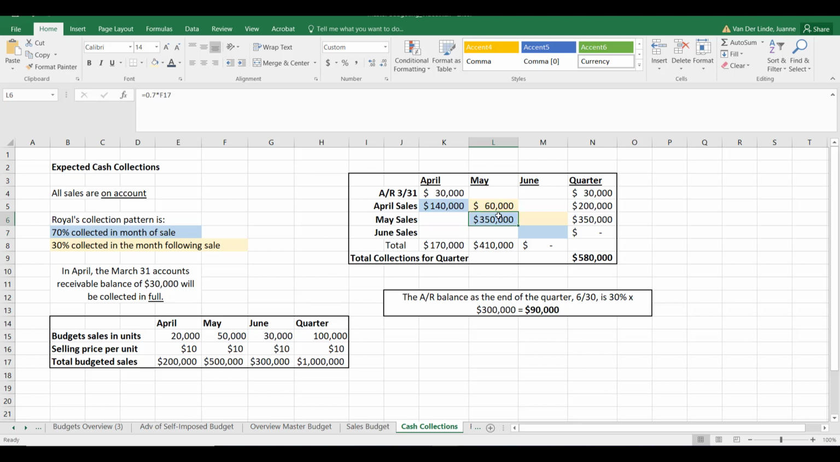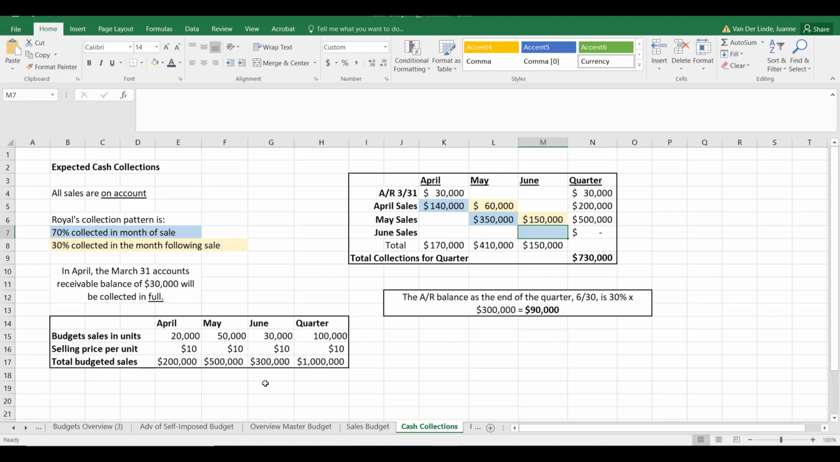The remainder we estimate will be collected in June. So the month following May is June. So we estimate that 30% of that $500,000 will be collected in June from May sales. We're still in that same row there. So we're going to take 30% times that $500,000 to see that, okay, $150,000 of the $500,000 we estimate we will collect in June, the one month following May.